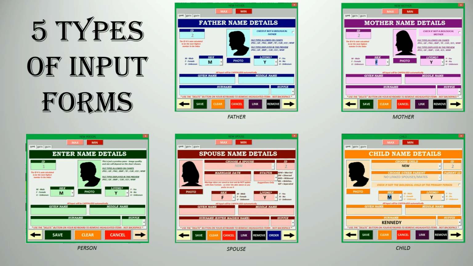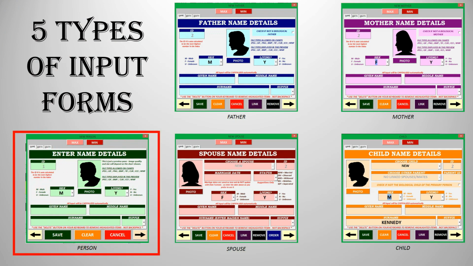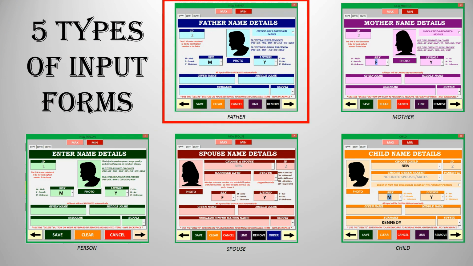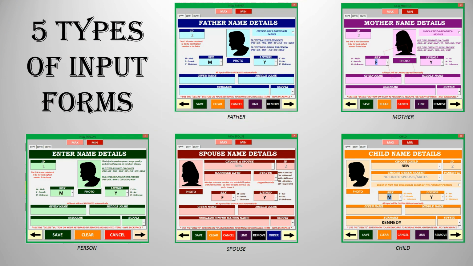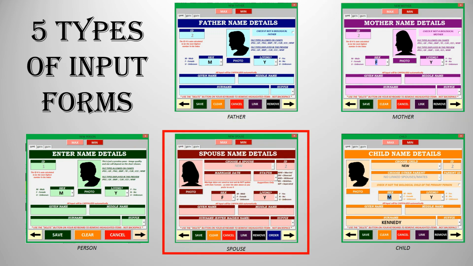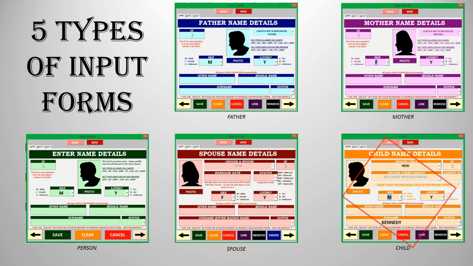Data cannot be entered directly into the cells of the worksheet. To enter information for a person, you must use one of the input forms. There are 5 types of input forms in Family TreeXcel. One for a person's details, one for the person's father's details, one for a person's mother's details, one for a person's spouse's details, and one for a person's child details.